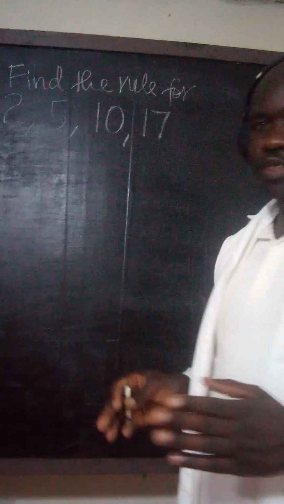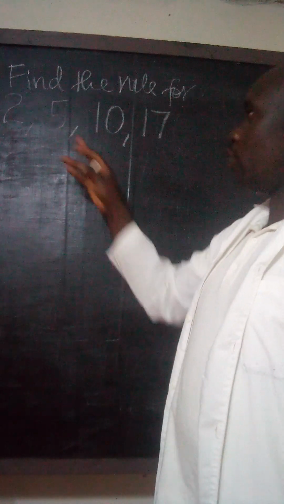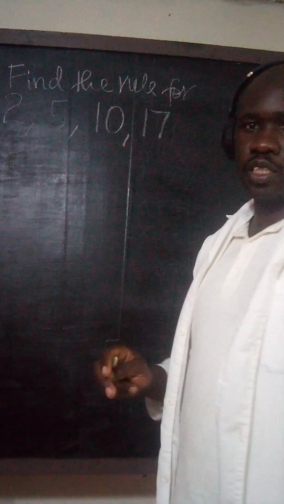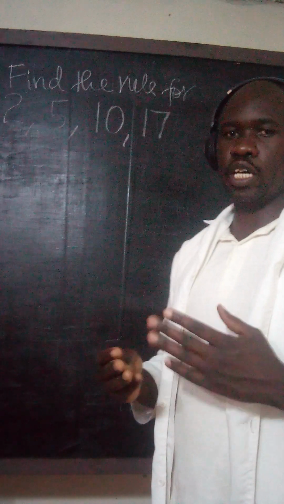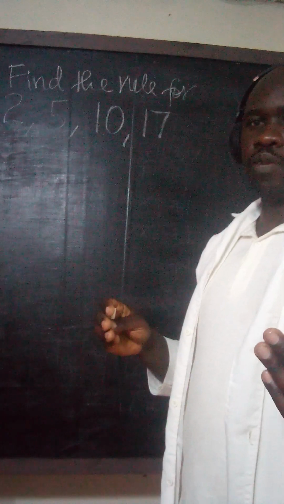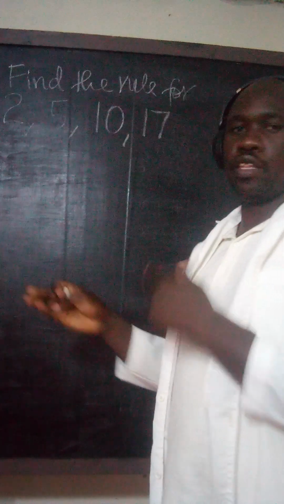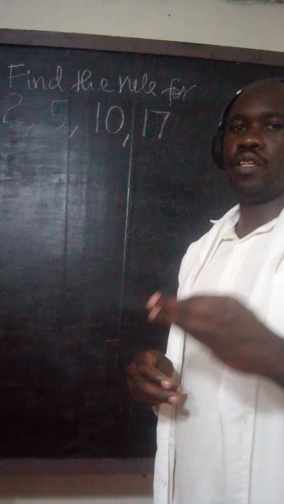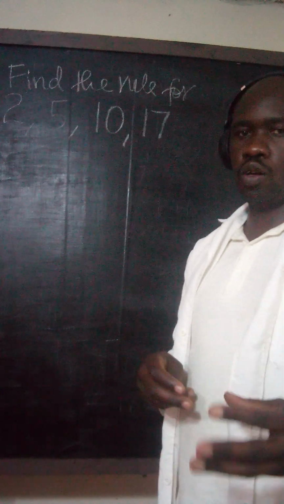Dear viewers, today we are going to find the rule for this sequence: 2, 5, 10, 17. We can easily, even by inspection, get the next few terms. But we need a rule that can define this sequence, so that we can get even the 10th term, the 50th term, the 100th term, and so on.